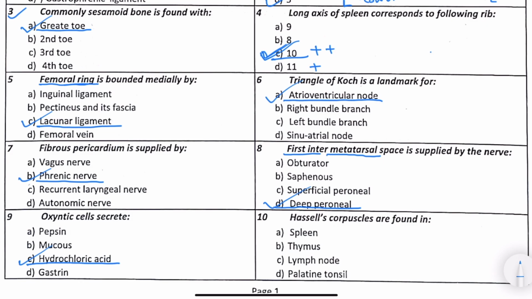Last MCQ, number 10, Hassall's corpuscles are found in. So the Hassall's corpuscles are found in the medulla of the thymus. Remember this. So that's all.